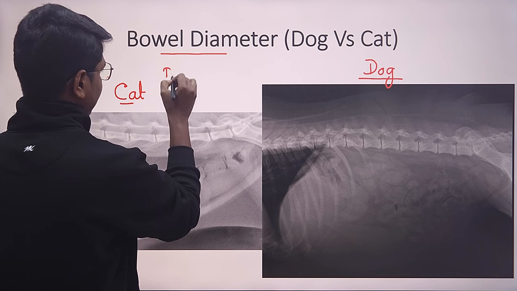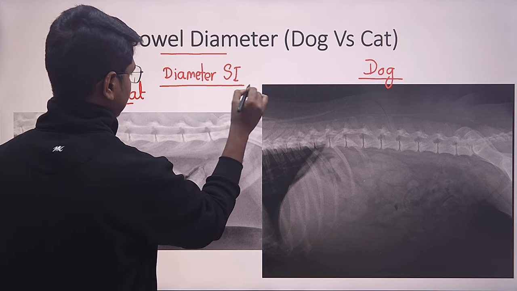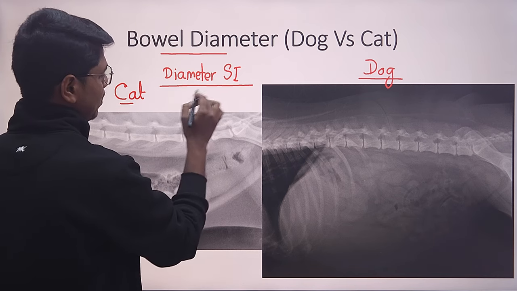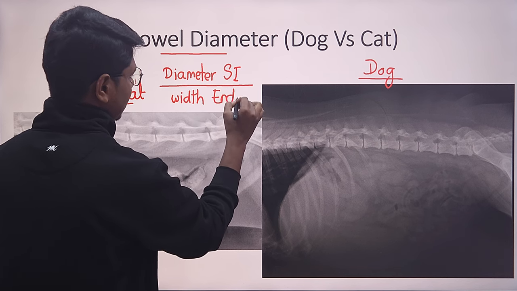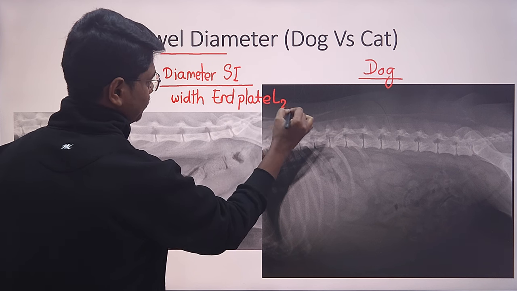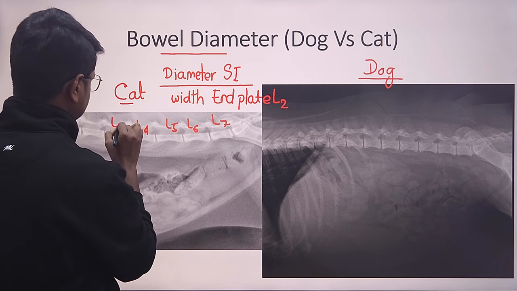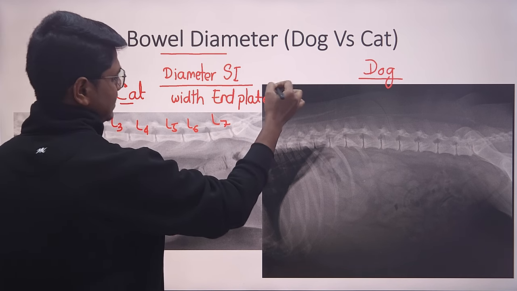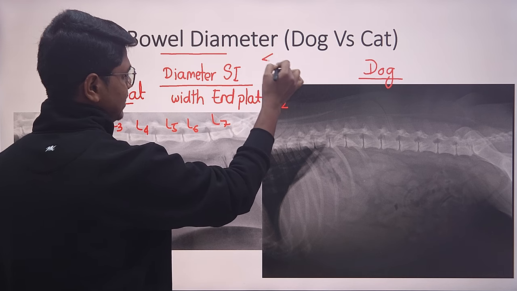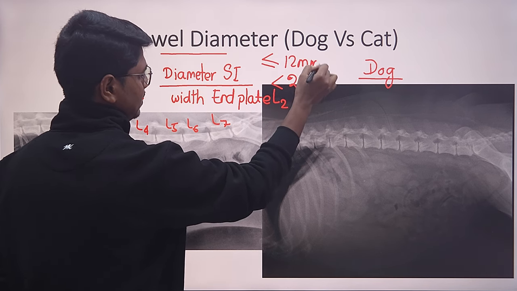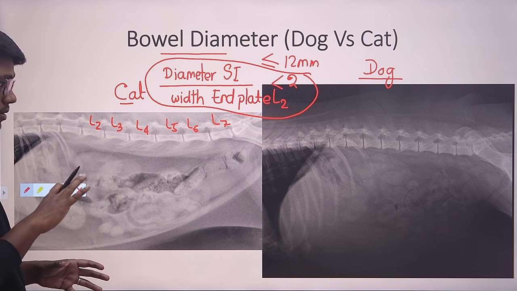For cats, the ratio of the diameter of the small intestine to the end plate height or width of L2 should be less than 2. This is L7, L6, L5, L4, L3, L2. In some articles you will find that the diameter of the small intestine should be less than or equal to 12 millimeters. But in many articles or books you will find this reference, the diameter of the small intestine to the height of the end plate of L2.